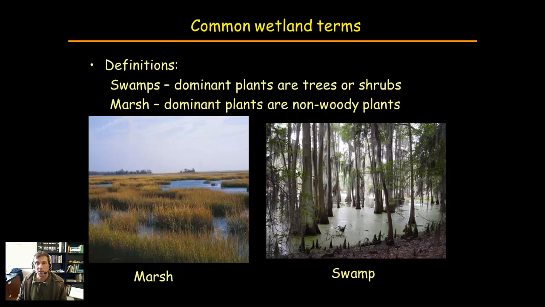Okay, so those are a couple terms you need to be familiar with. And with that, we are done with our brief introduction to wetlands, and we'll be using these terms as we explore some of the wetlands that we have in Alabama.